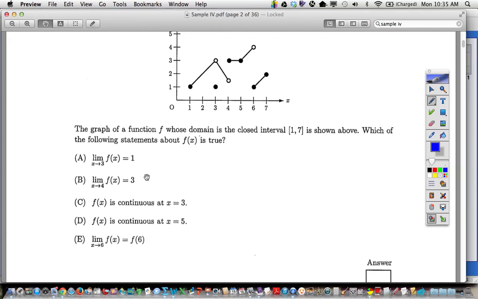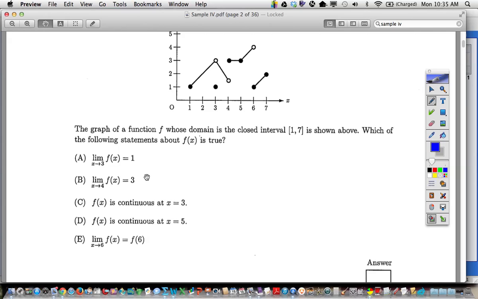Would it be differentiable at 5? It would not be differentiable at 5, right? That's a sharp, sudden change. We would say it's not differentiable at that point. That's true. But it is continuous. Okay, and then, of course, we found the one that was true, we think, so it would be choice D.